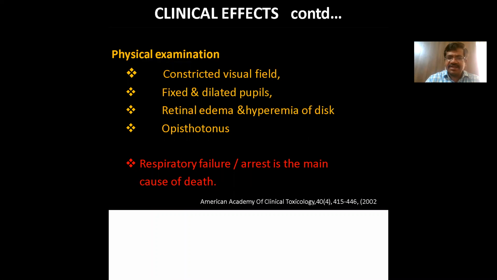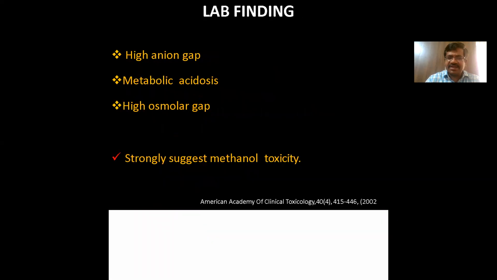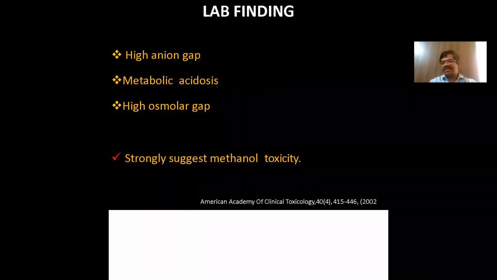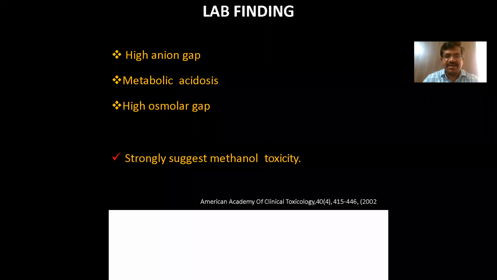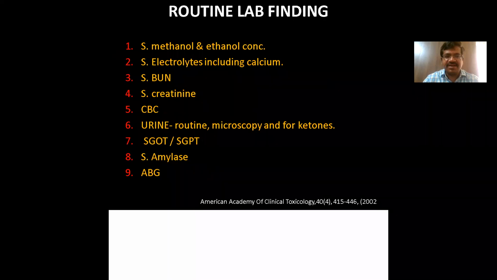So decreased respirations, or any kind of thing like that, could be the main reason for death from this methanol. And the lab findings are similar to ethanol: a high anion gap is seen, with ketoacidosis and metabolic acidosis. Metabolic acidosis is not typically seen in ethanol poisoning, but in methanol poisoning it is highly seen. There is also a high osmolar gap and electrolyte disturbances. All of this suggests methanol toxicity.